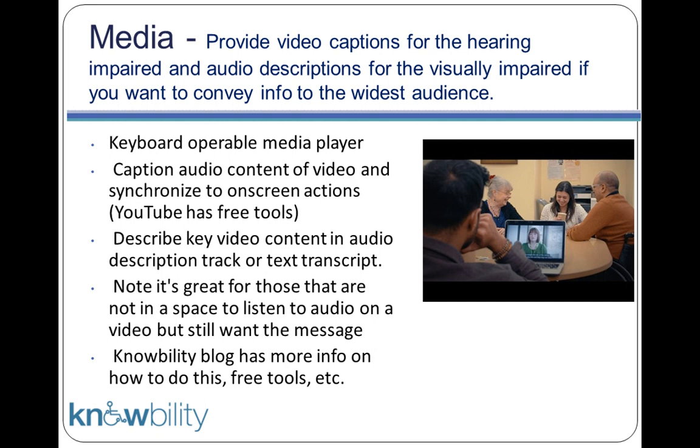And Jane has actually used some of these herself, so I'm going to turn it over to you, Jane, to continue. Yeah, there are so many great resources out there. Nobility has more information about how to make your videos more accessible. It's important that your video is provided on a keyboard-operable media player so that someone doesn't have to have a mouse, or doesn't have to just use their finger, that they can use tabs or other items on their keyboard. And the audio content needs to be captioned and synchronized to on-screen actions. Some of the videos on the Nobility website are great examples of this. And there also needs to be description of key content in an audio description track for someone who might have a sight impairment.